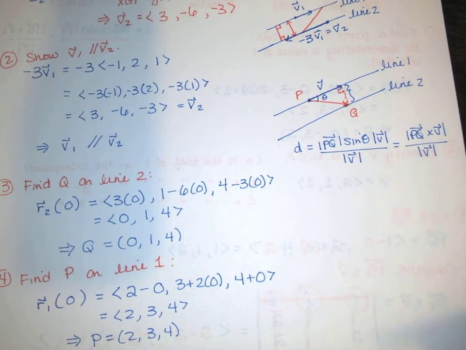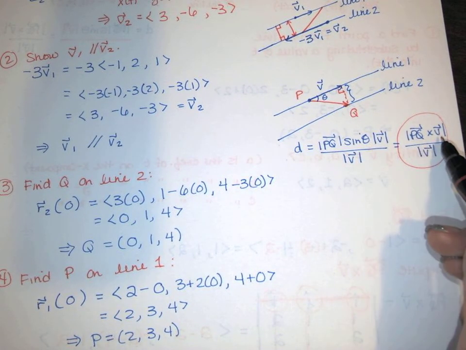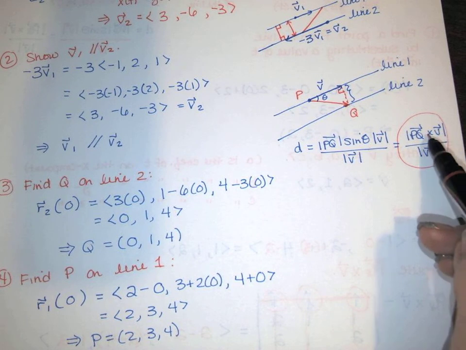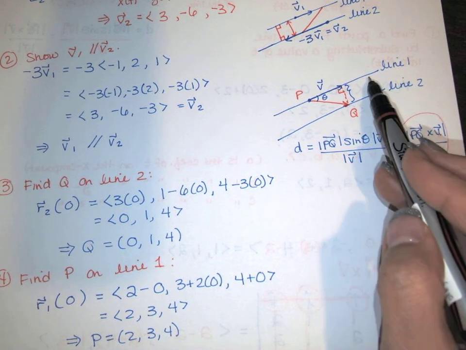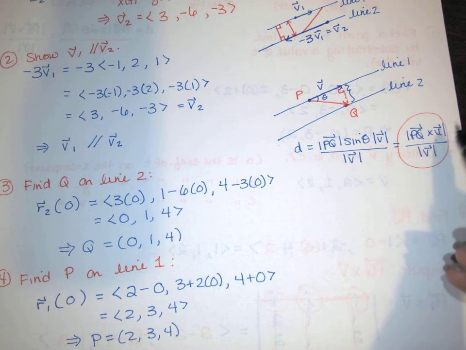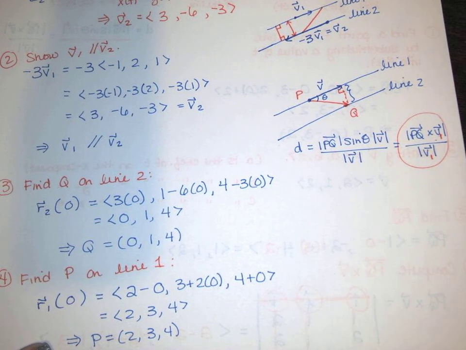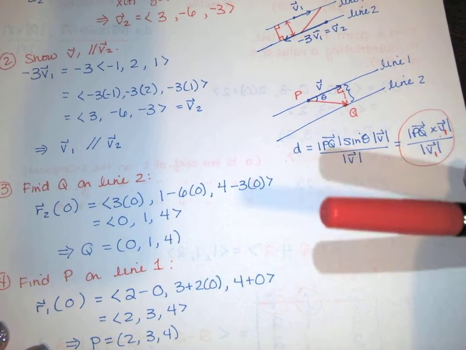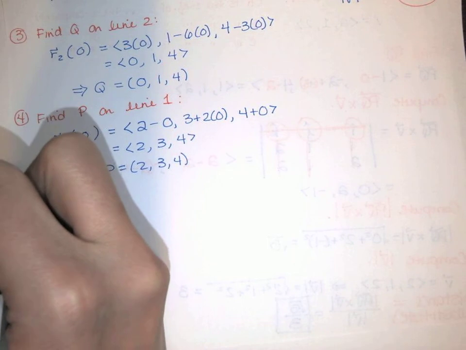Now, in order to use this formula, I need to compute PQ. I need to take the direction vector V for line 1 and cross it with PQ. I'm going to put a V1 there because we're using line 1. And then we're going to divide by the length of the direction vector for line 1. Okay, so one piece at a time. Let's find PQ.